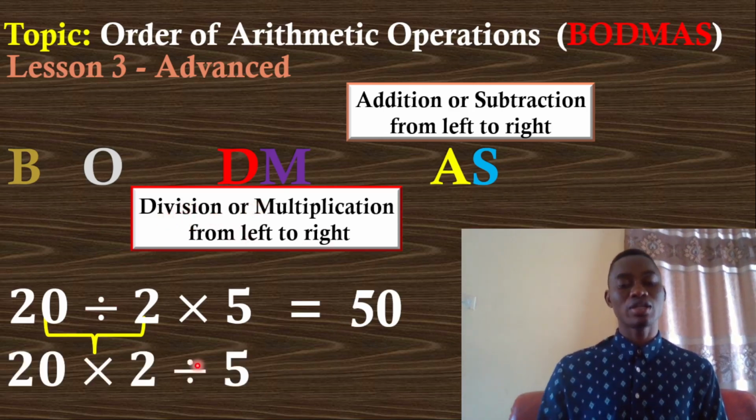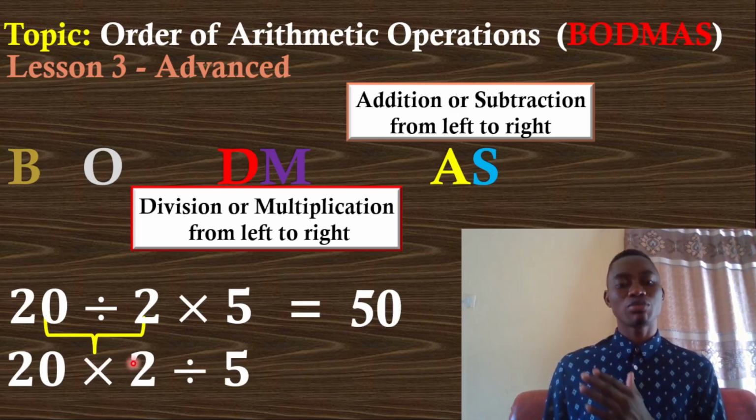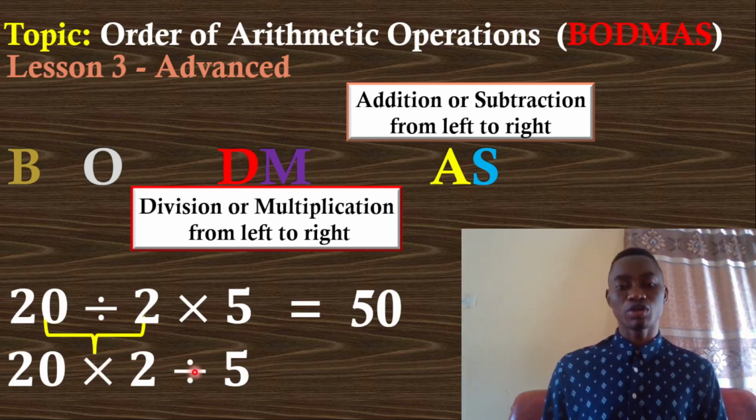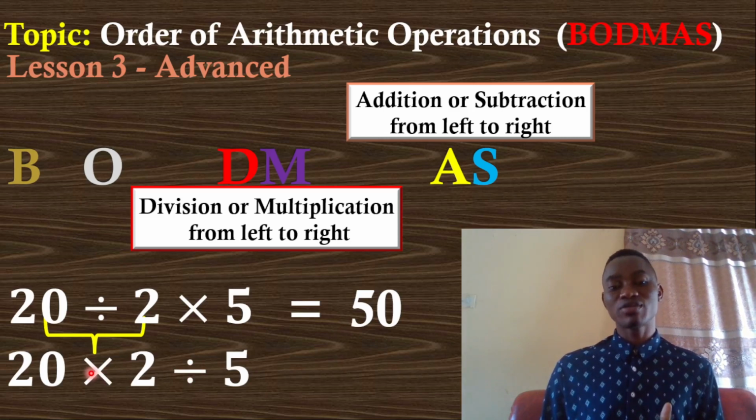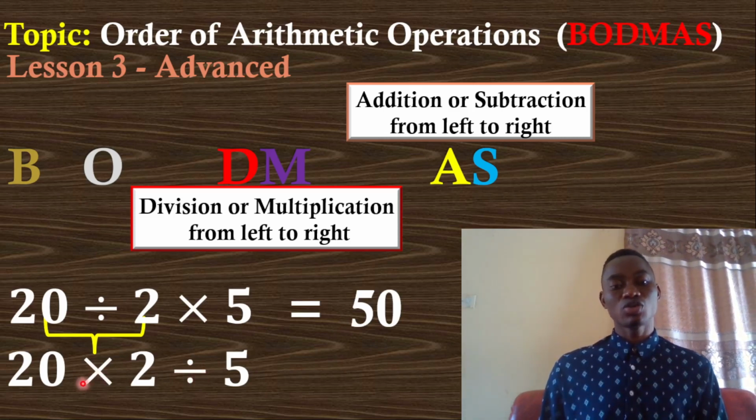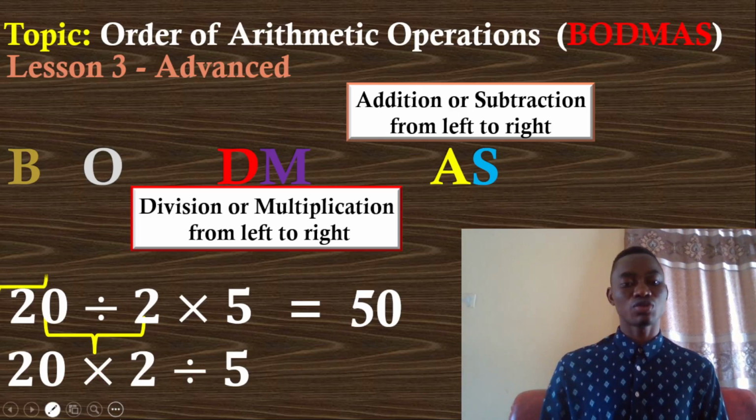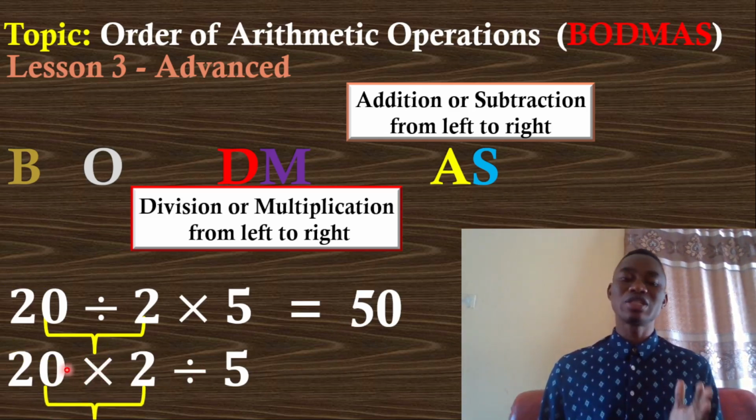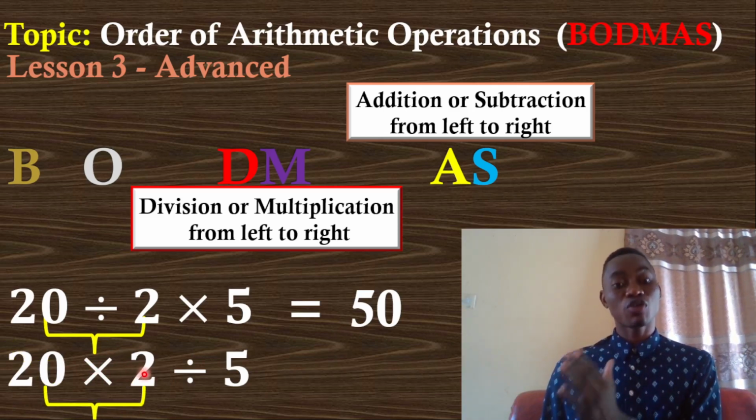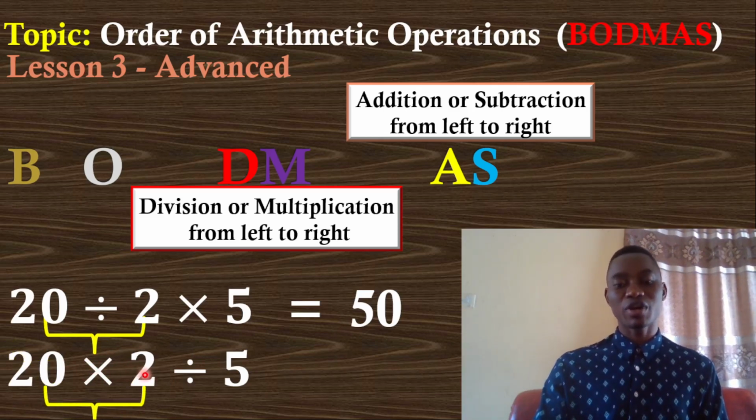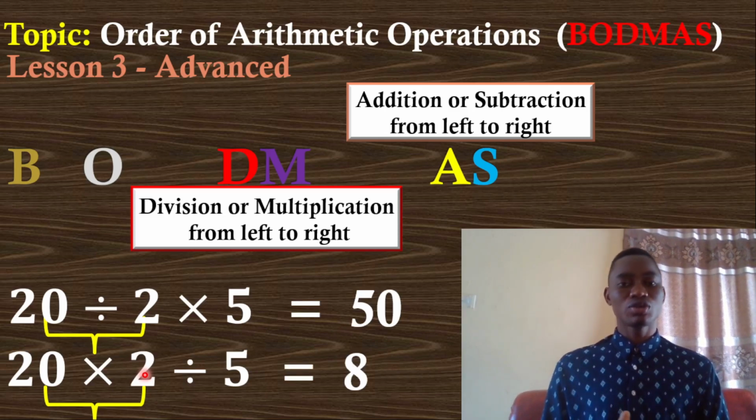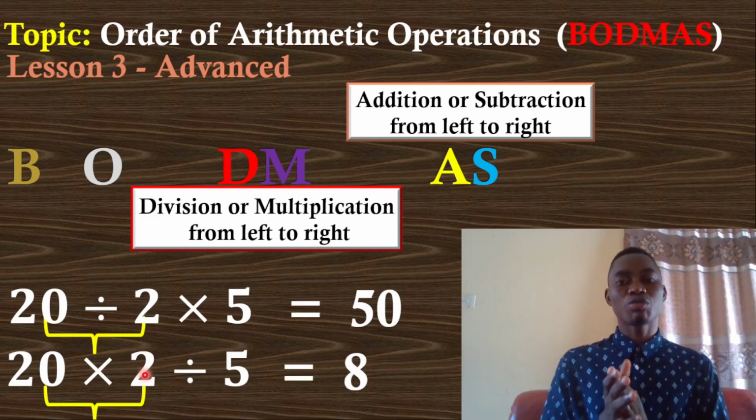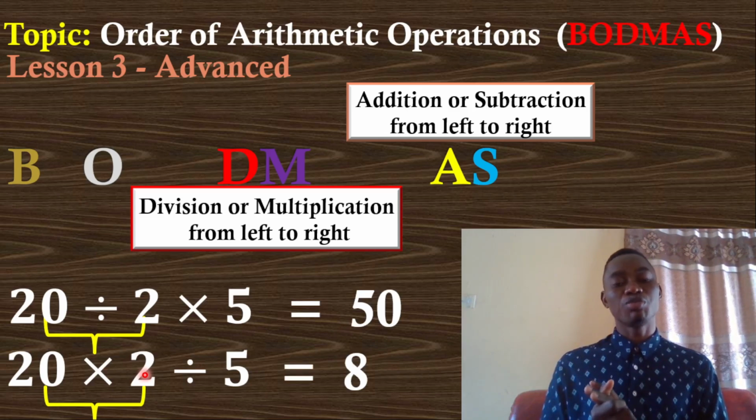So let's look at another instance. If you have 20 times 2 divided by 5, now we have the multiplication operator coming before the division operator. So we should follow it from left to right. So we have 20 times 2, so the multiplication should be performed first. 20 times 2 is what? 40. Then 40 divided by 5 returns 8. So this is just a quick summary of what we learned in the previous lesson.